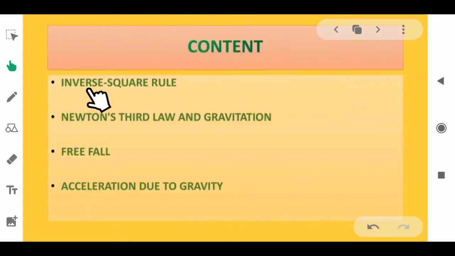Content: Inverse square rule, Newton's third law and gravitation, free fall, acceleration due to gravity.